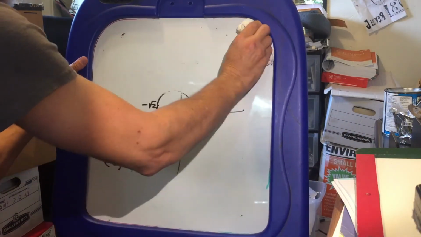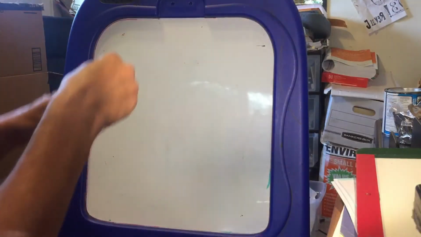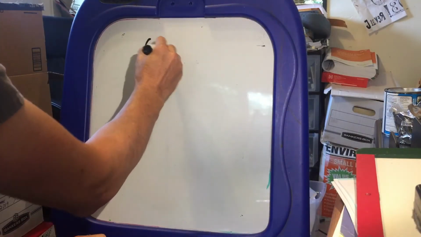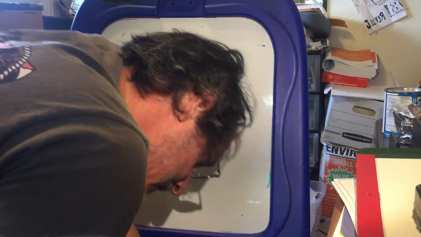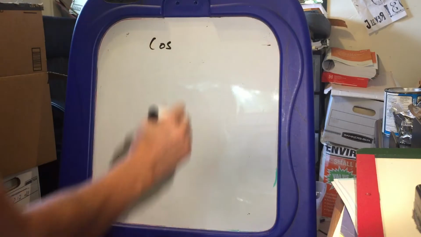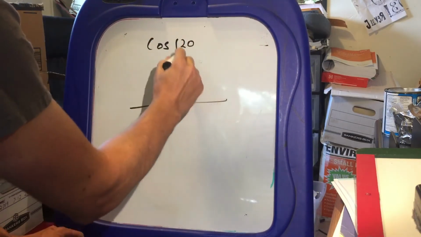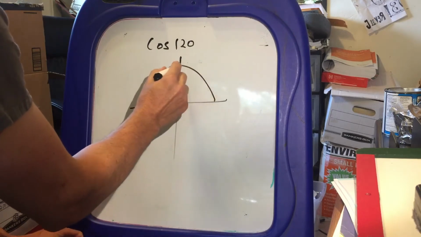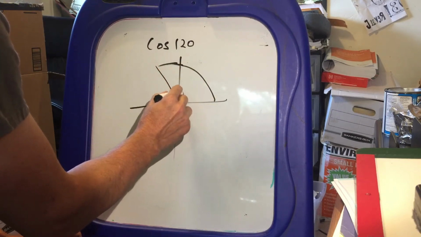Now I want to show you one more here, maybe more than one more, but let's say we wanted to find the cosine of something off of 30. So 30, 60, 90, 120, cosine of 120. Okay, that's 30 degrees off of 90, so you're right here. This is 120 degrees right here that I just drew.